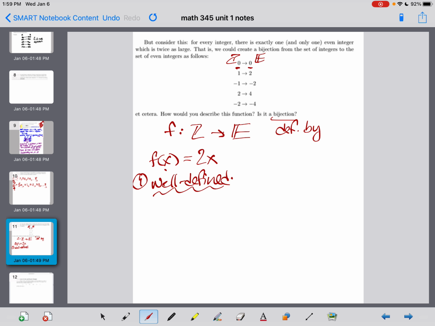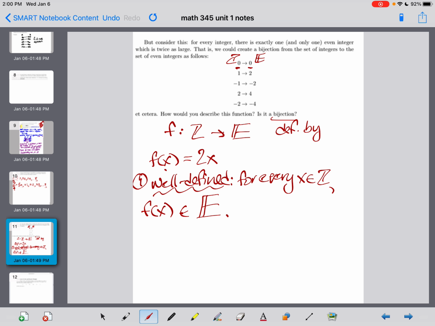In other words, this function is actually going to take an integer and spit out an even integer. Right? For every integer input, we actually get an even integer output. So for every x in the domain, that's in the integers, we have that f of x is an element of the codomain, an even integer. This is what we need to check to make sure that it's well-defined.